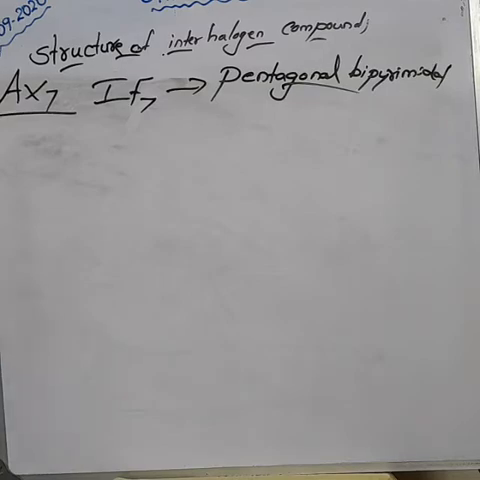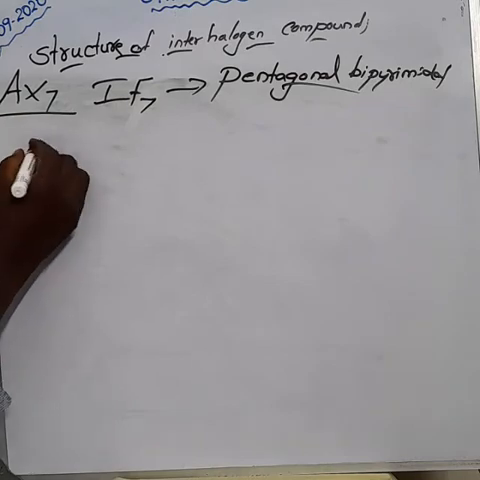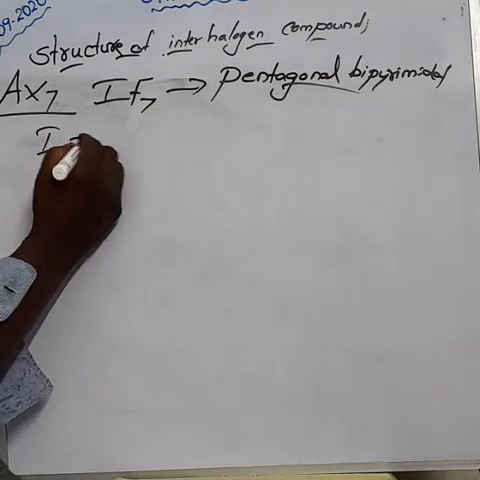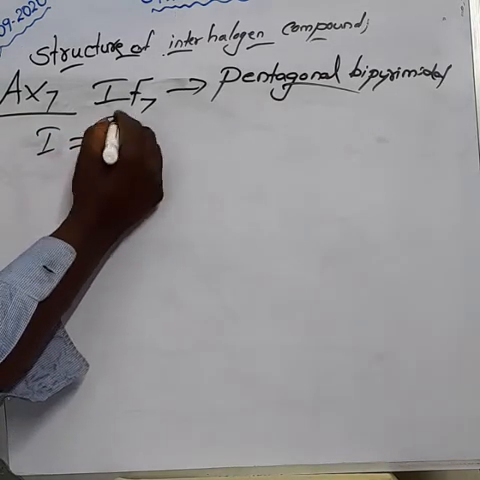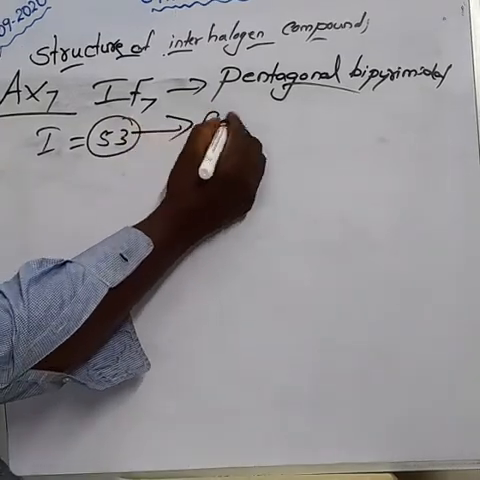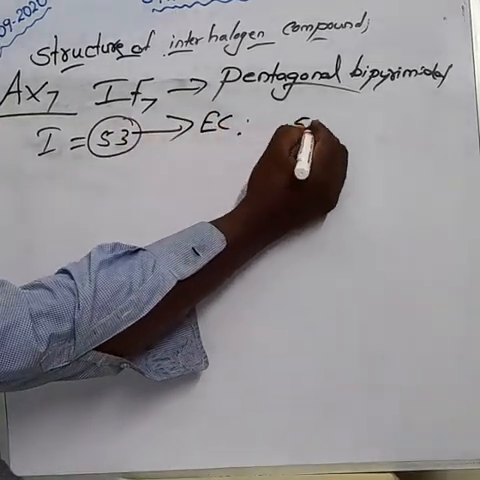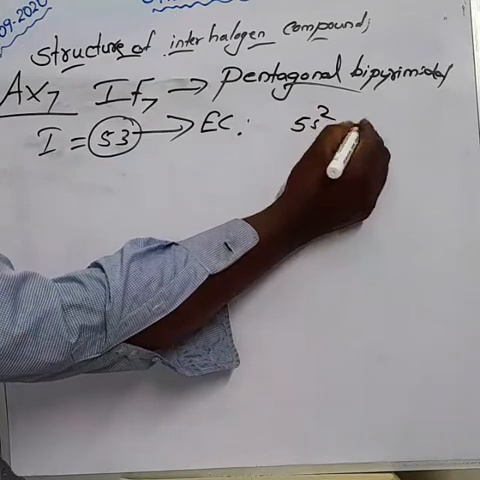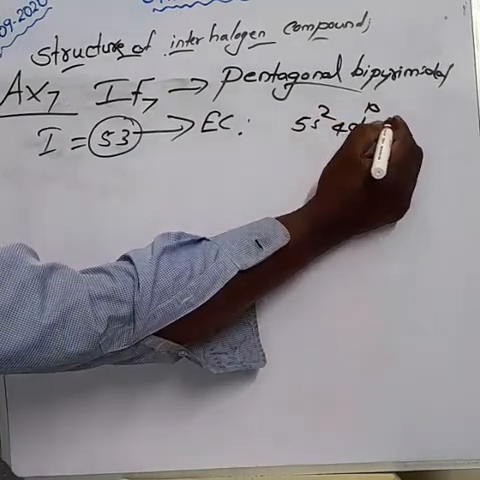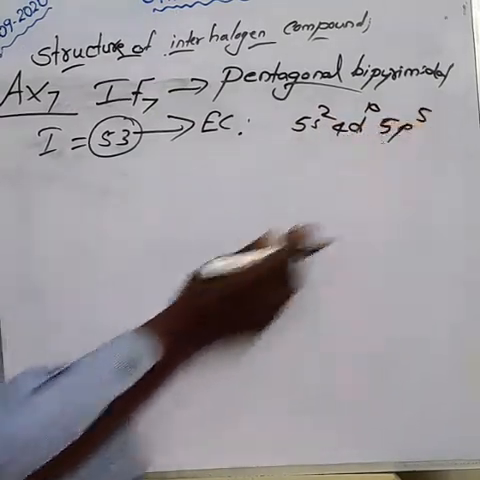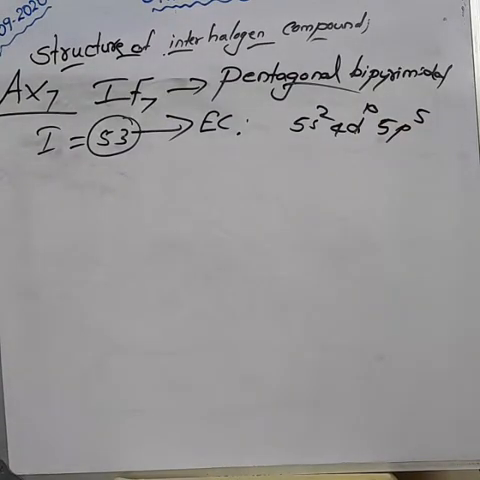I told you that the atomic number of iodine is 53. You should write the electronic configuration, EC, that is 5s2 4d10 5p5. This is the electronic configuration for iodine, for the ground state.